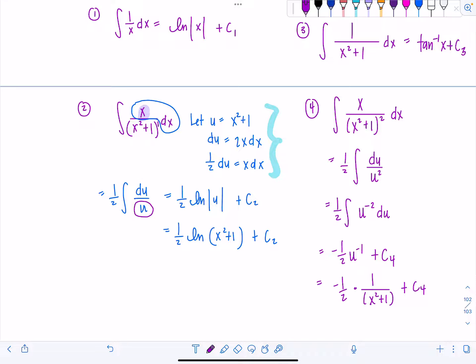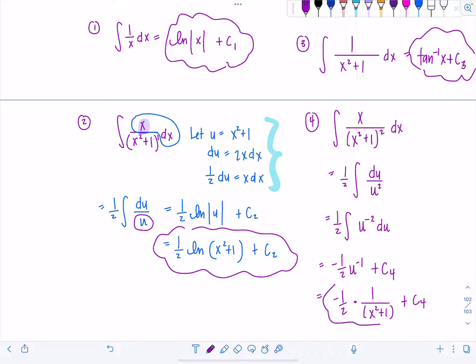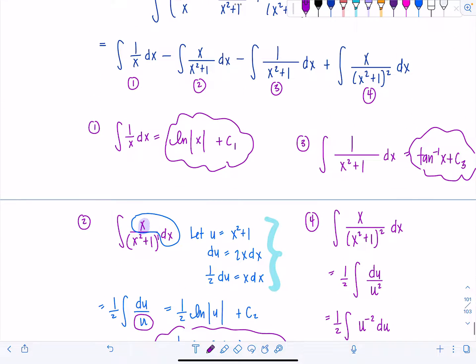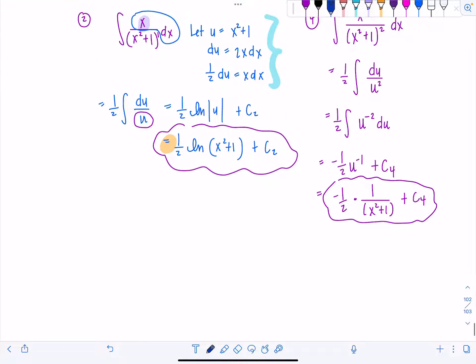Okay, so there's all of our antiderivatives: 1, 2, 3, and 4. And then just be careful when putting them together for your final answer, because remember, we had a minus sign in front of integral 2 and 3. So we should have a minus sign here and a minus sign here. Okay? Let's put it all together.